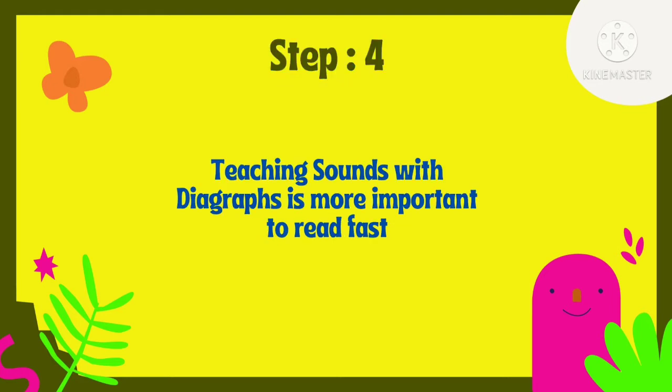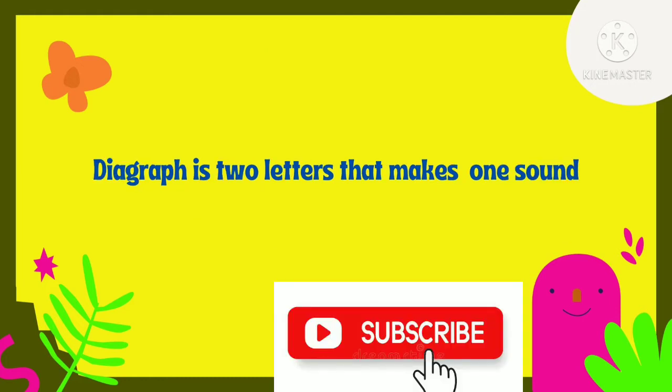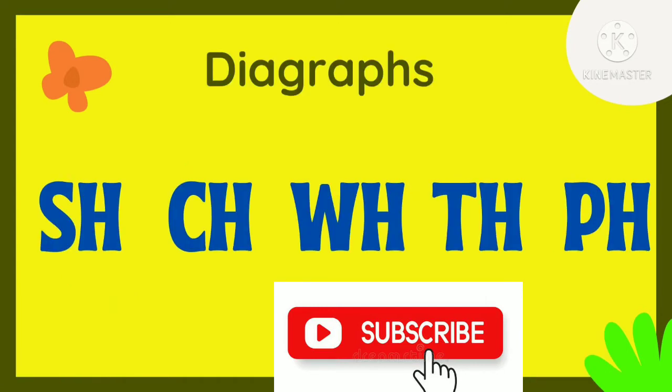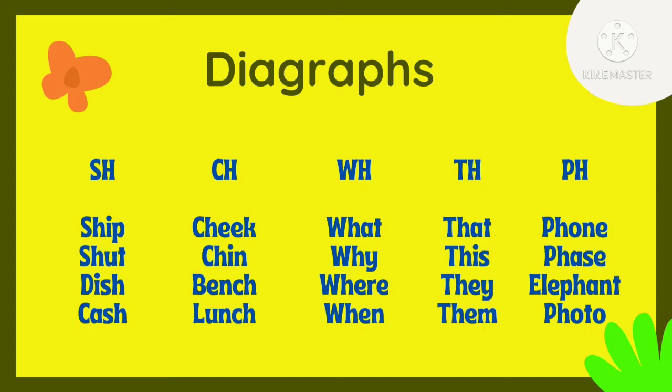Step 4. Teaching sounds with digraphs is more important to read fast. A digraph is 2 letters that make one sound. SH, sh, CH, ch, WH, w, TH, th, PH, p. Here are a few digraph words.